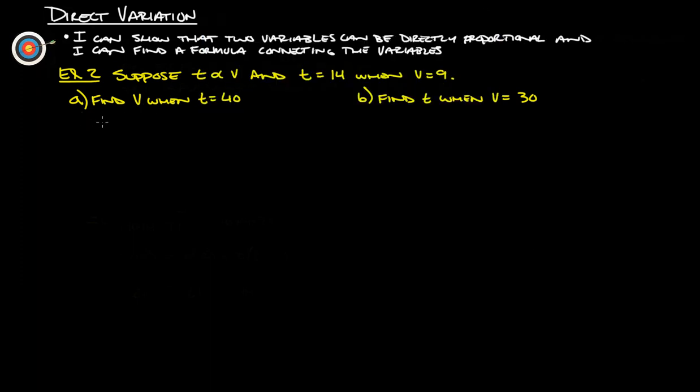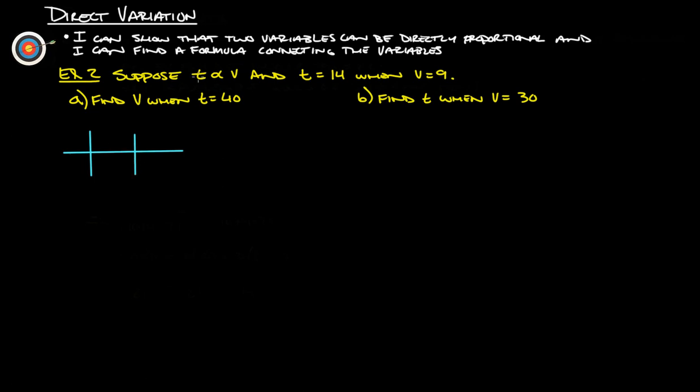Let's take a look at this. Example 2: suppose t varies directly with v and t equals 14 when v equals 9. So I've found this little system here where we just go through and make a chart for these things. Let's do this in blue. Sorry, we're making a chart here. This chart system is going to work all throughout this entire chapter.